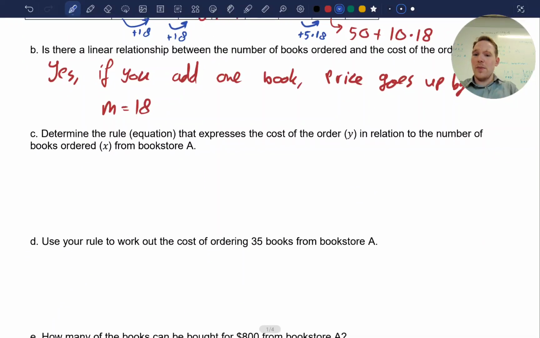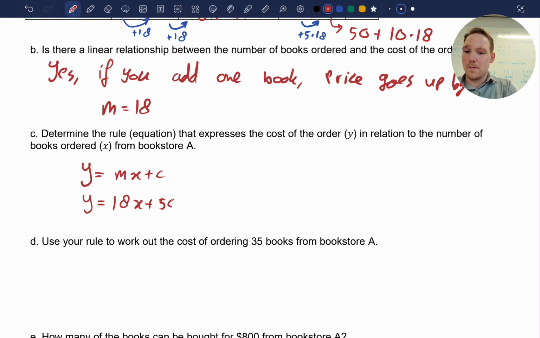So moving on, determine the rule, the equation. We've done this a lot of times. For a linear equation, we have mx plus c. In this case, what is the m value? 18. And the c value? 50. Very good.